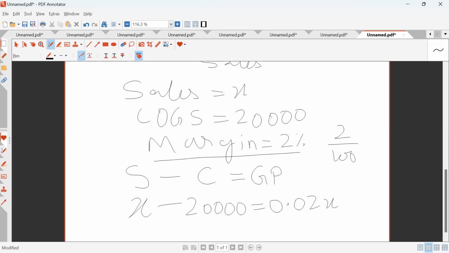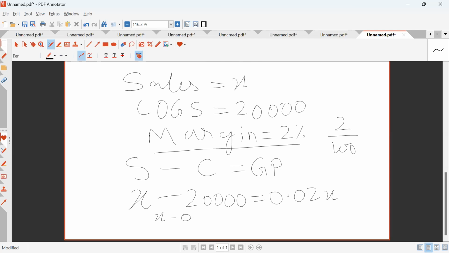It's going to be 0.02x. X minus 0.02x equals 20,000. So this has become an equation. If I do 1 minus 0.02, I'll get 0.98. 0.98x equals 20,000.